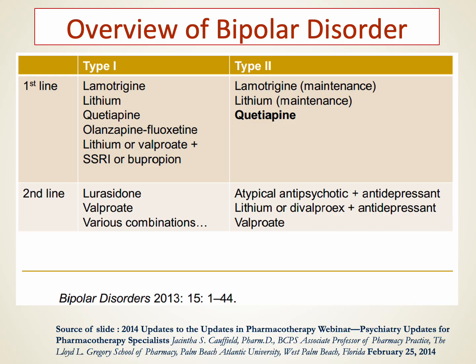But as we think about the agents, or that chart we looked at earlier, the agents we'll see used for type 1 and type 2 are listed here, and you can see that lamotrigine, lithium, quetiapine, and valproic acid are the major players that come up in treatment of both types.